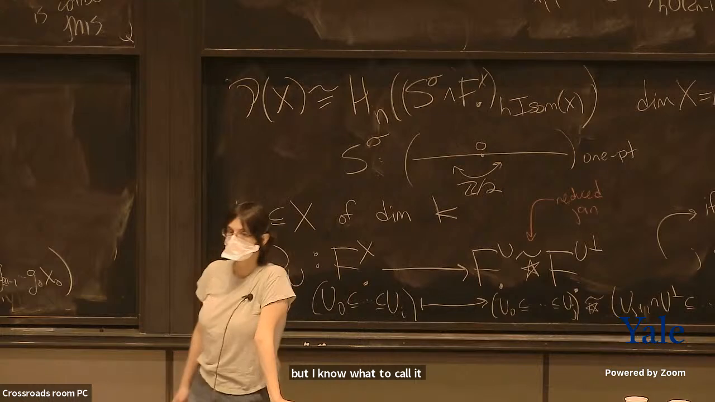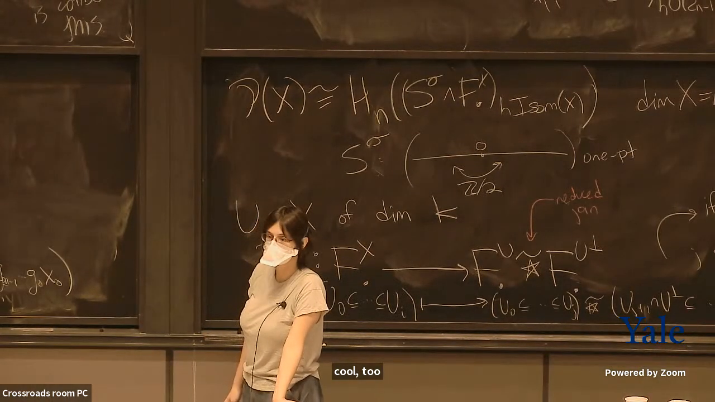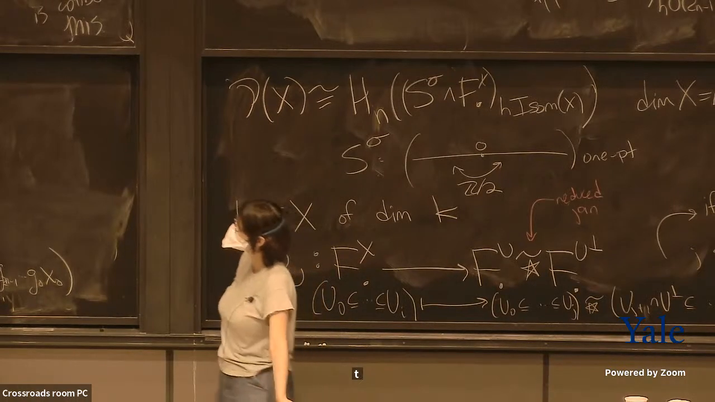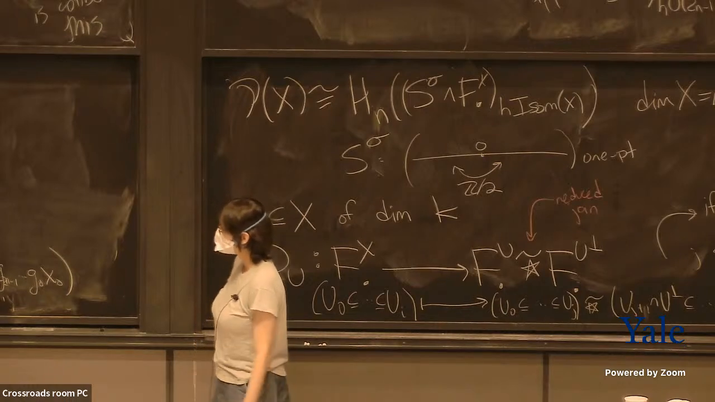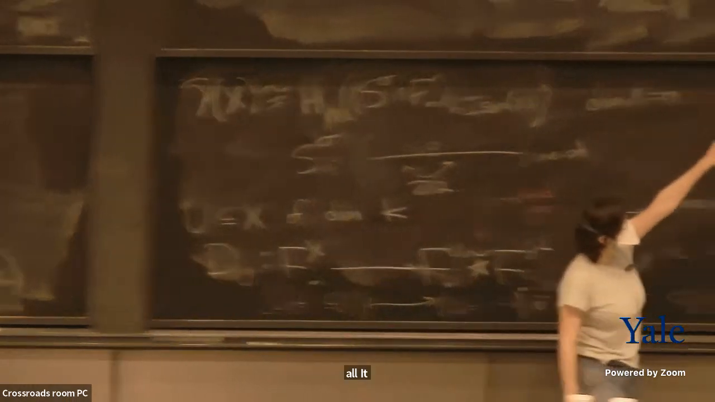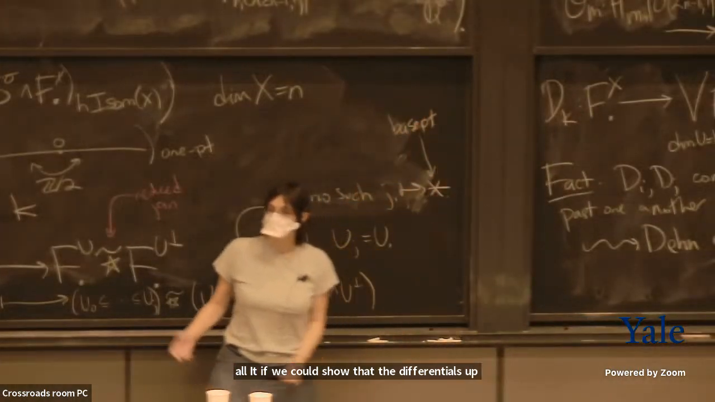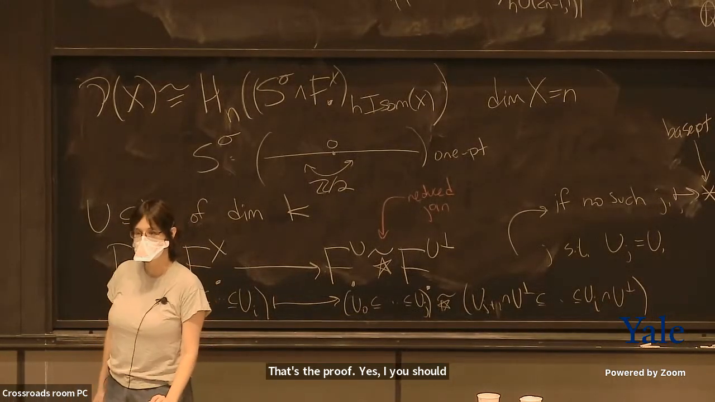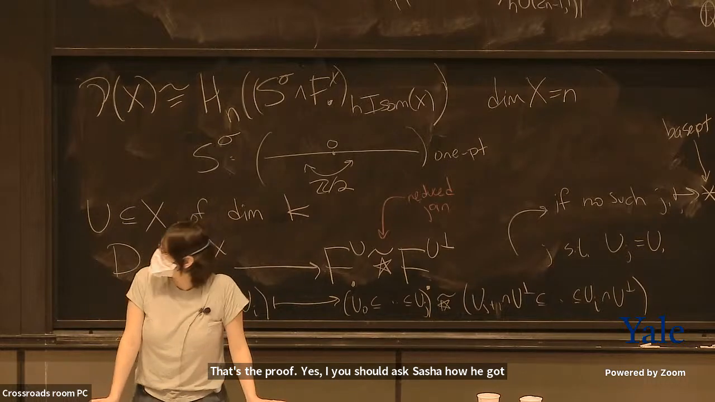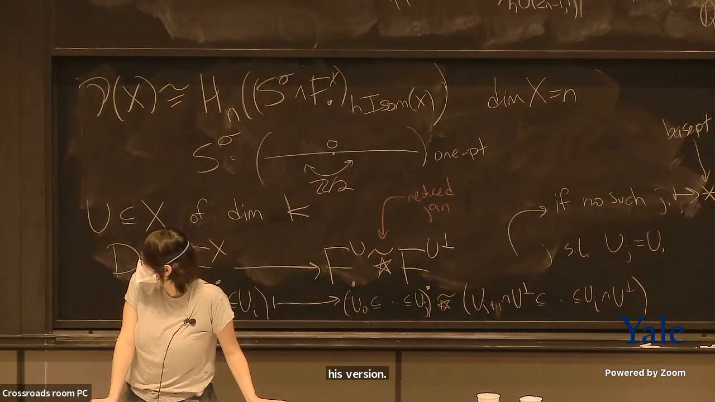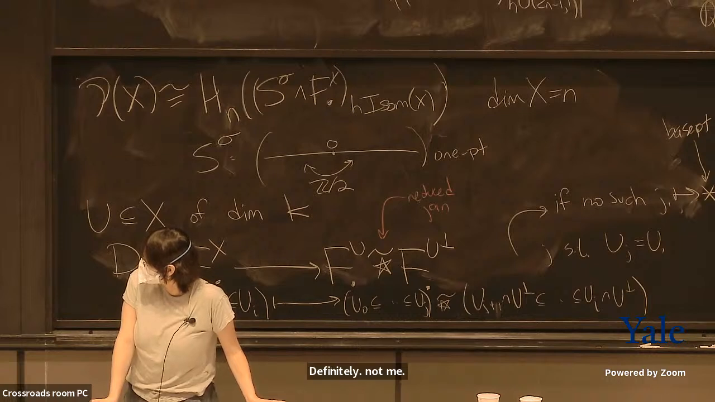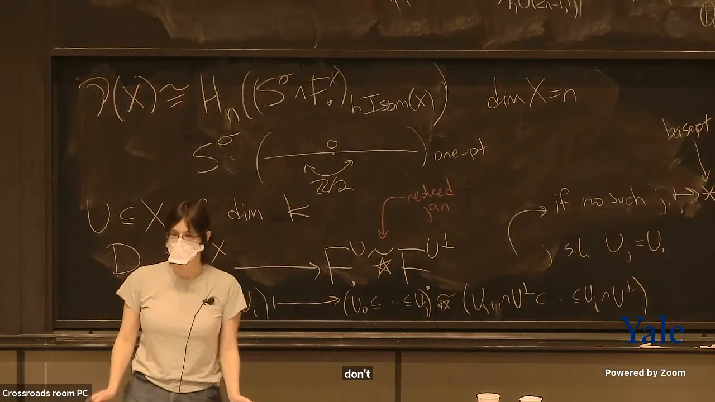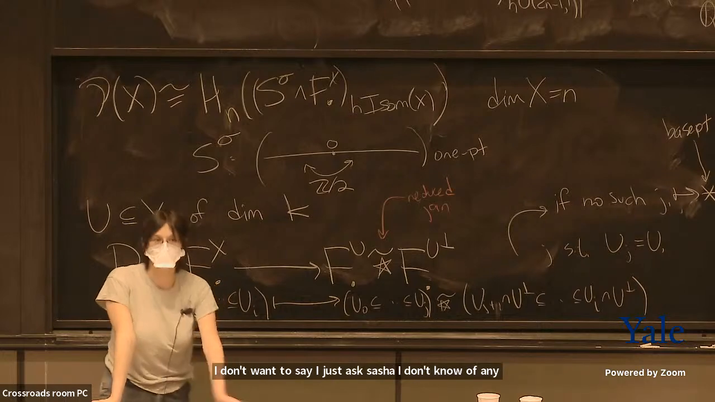Initially in Goncharov's work, the arrow was going in the other direction. Is there any heuristic which suggests going in the other direction? If we could show that the differentials up there were zero, that's the proof. You should ask Sasha how he got his version. Definitely not me. I don't know of any good reason about how you could reverse them. Other questions?